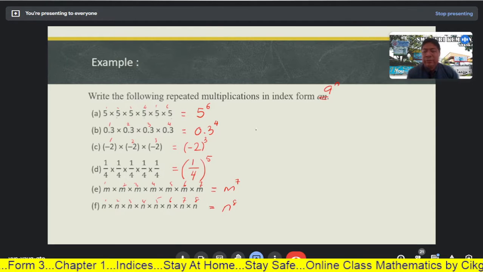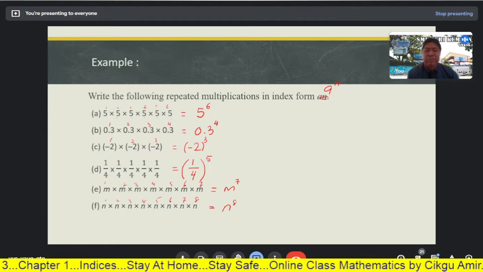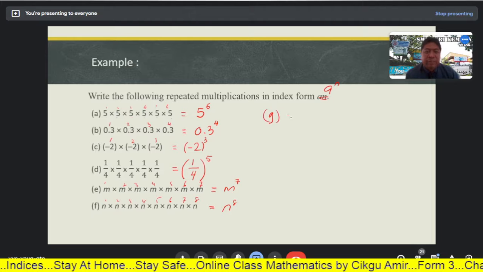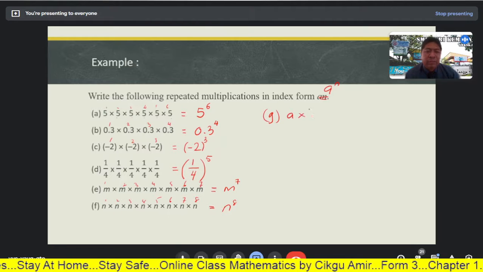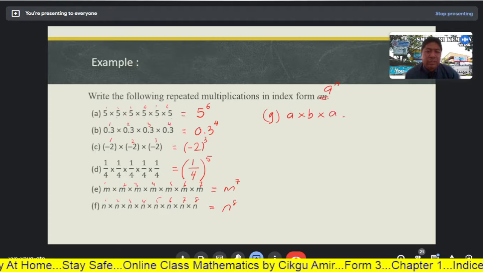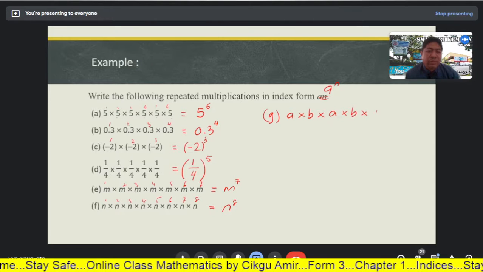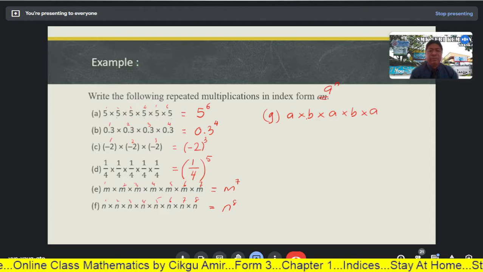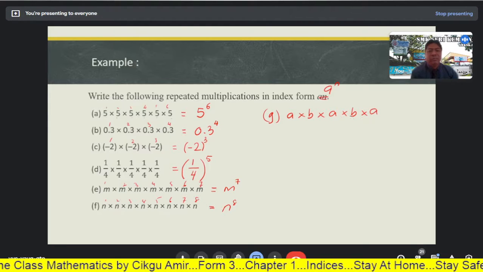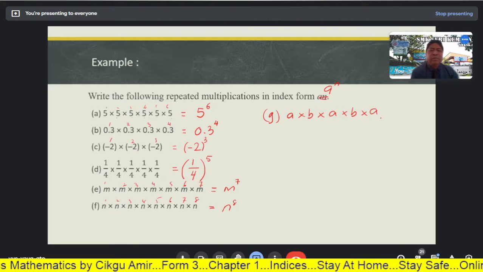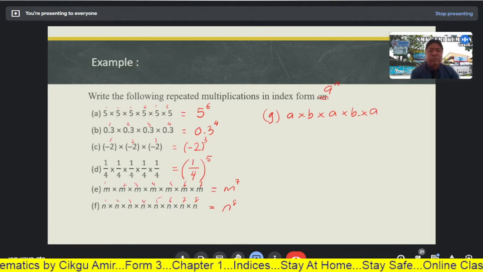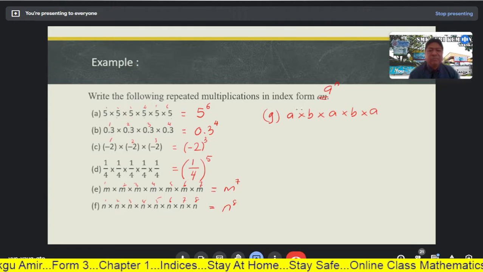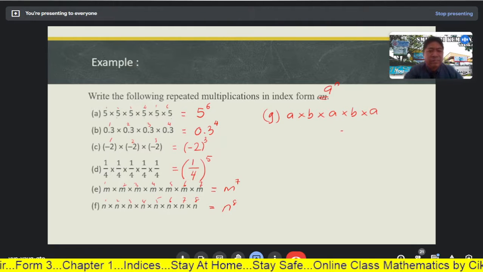So what if we have two variables? For example, we have A multiply with B multiply with A multiply with B multiply with A. What is the answer for this? If we want to answer in index form, actually this is algebra.